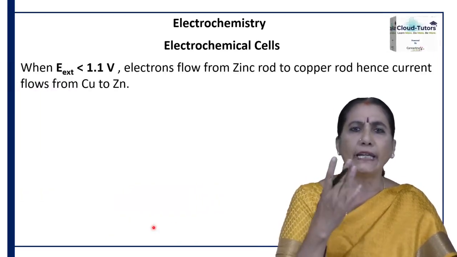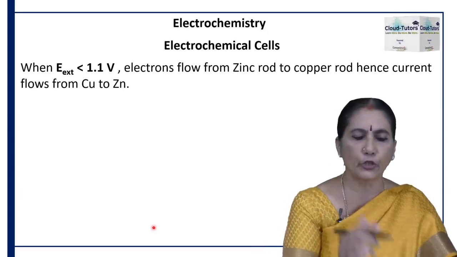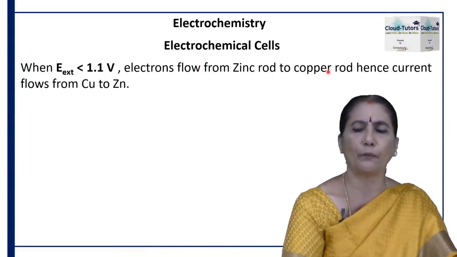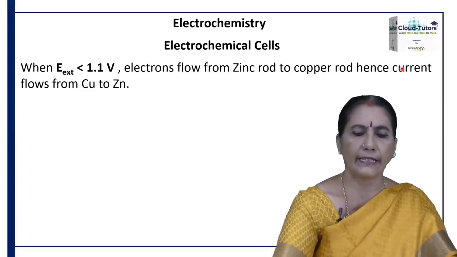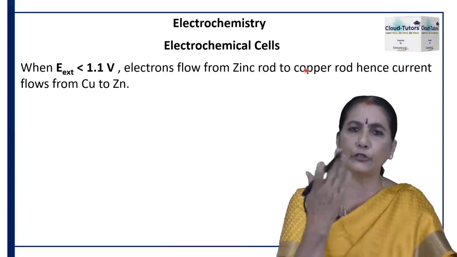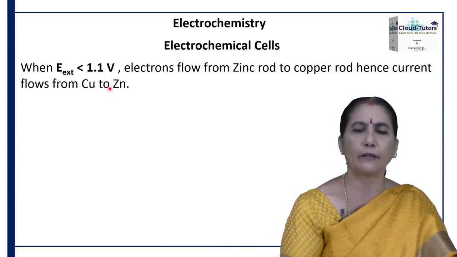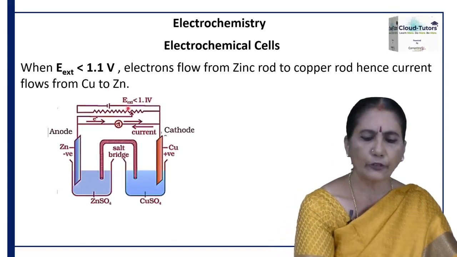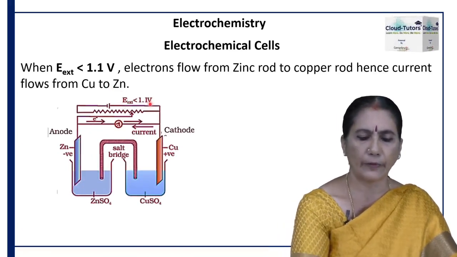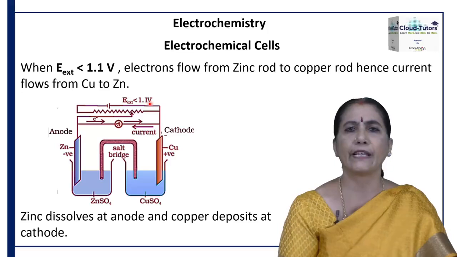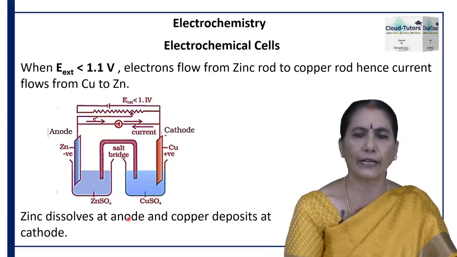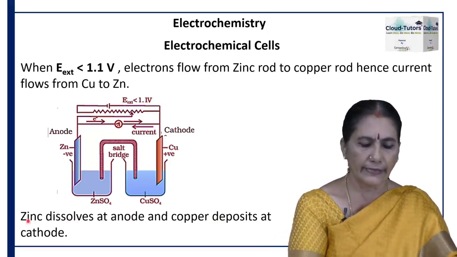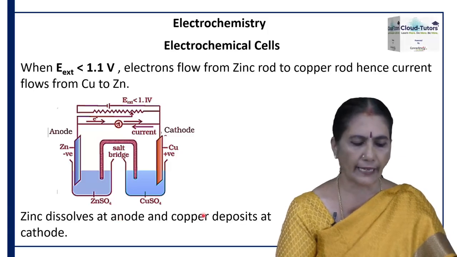Now, when you apply an external voltage lesser than 1.1 volt, the electrons will start flowing from zinc to copper, which means the current will flow from copper to zinc. You can see here, E external is less than 1.1 volt. What happens generally is there will be a dissolution phenomenon at the anode and a deposition phenomenon at the cathode. That means zinc dissolves at the anode and copper deposits at the cathode.